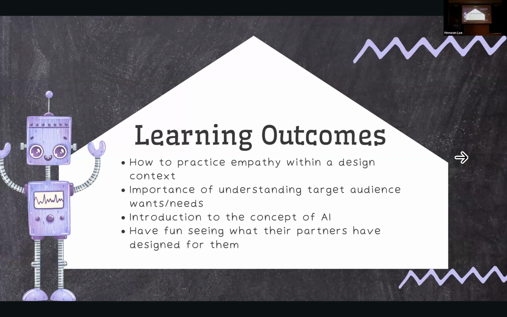The learning outcomes we expected from this activity are, first, we expect them to learn how to practice empathy within a certain design context, and let them know the importance of understanding the target user's needs. And also we would like to introduce the concept of artificial intelligence to them. And at last, we want them to have fun in the whole process and have fun seeing what their partner has designed for them.